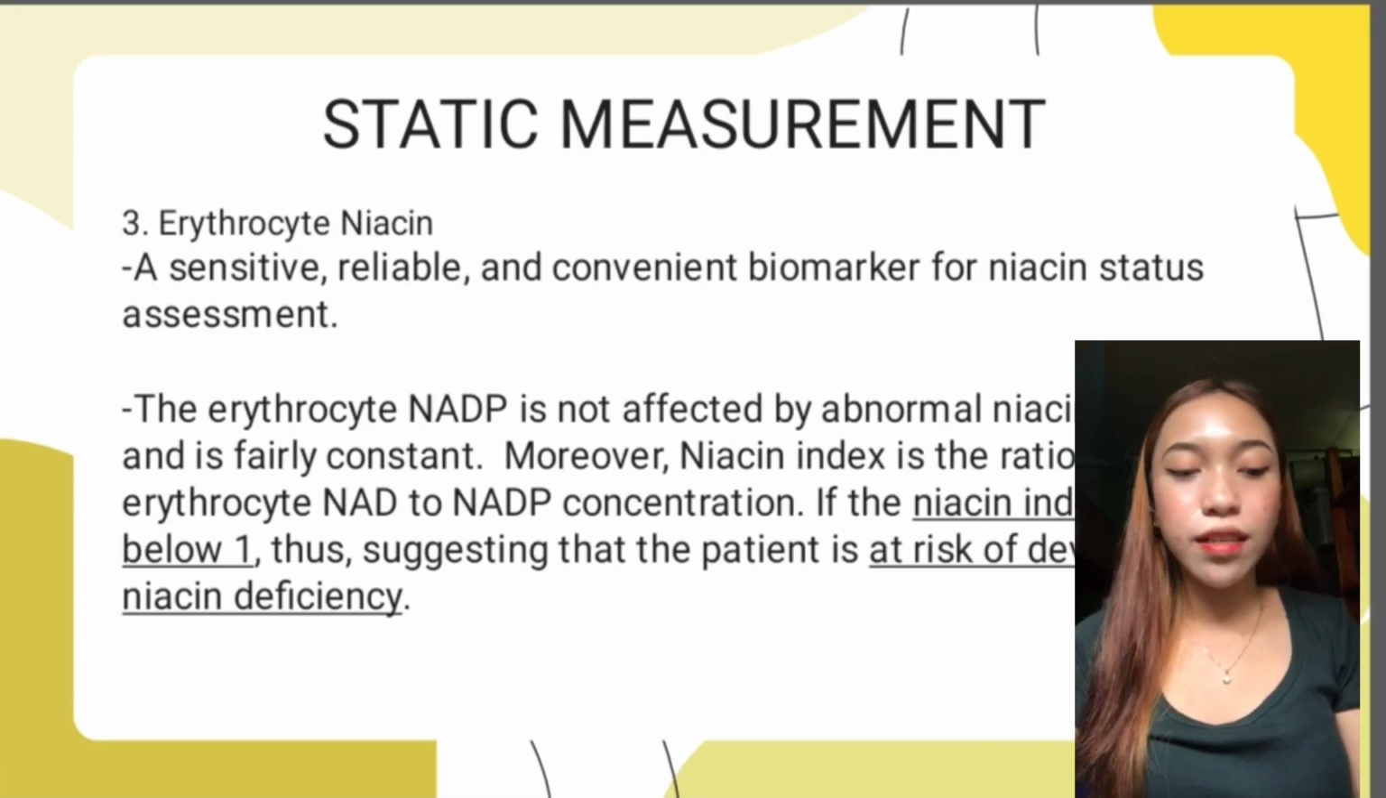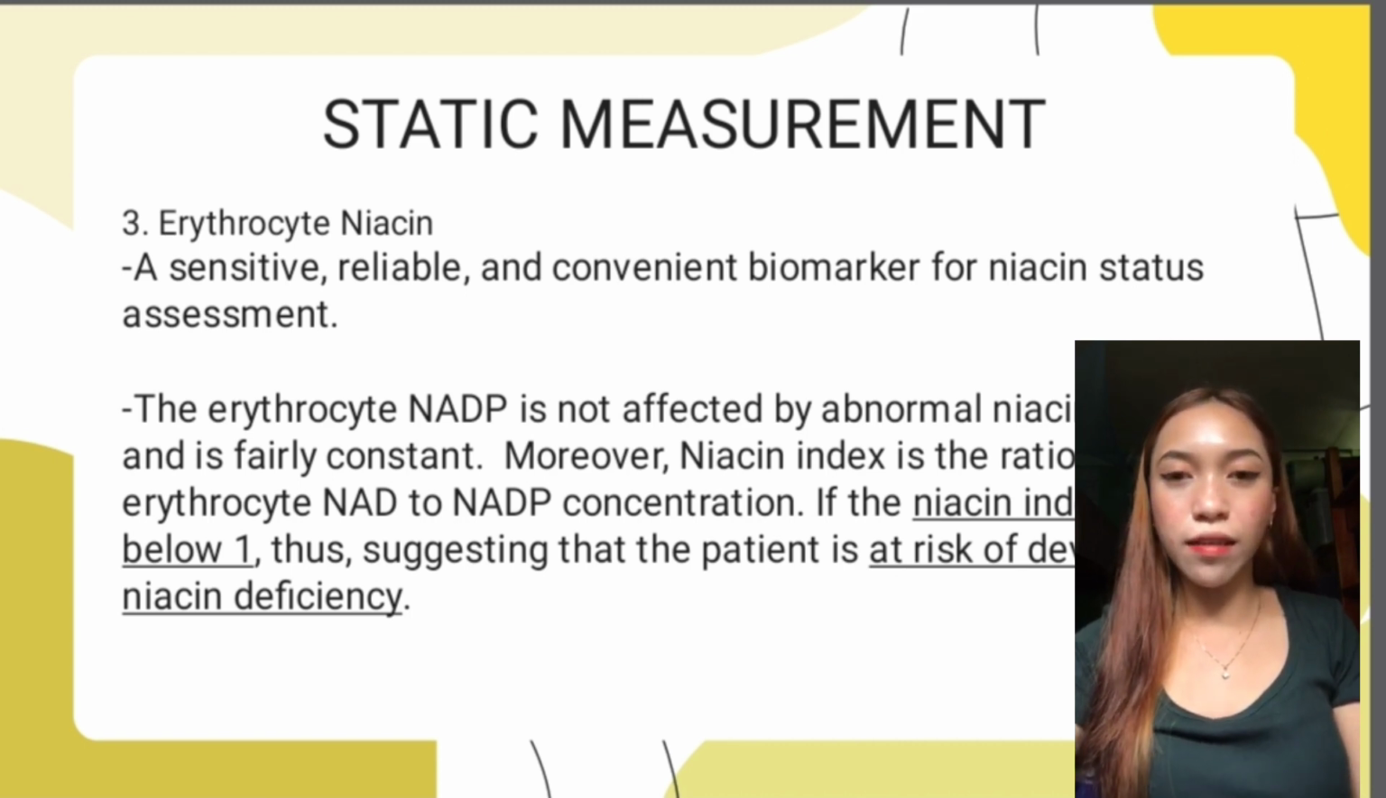Lastly, erythrocyte niacin, a sensitive, reliable, and convenient biomarker for niacin status assessment. The erythrocyte NADP is not affected by abnormal niacin status and is fairly constant. Moreover, the niacin index is the ratio of erythrocyte NAD to NADP concentration. If the niacin index falls below 1, it suggests that the patient is at risk of developing niacin deficiency.